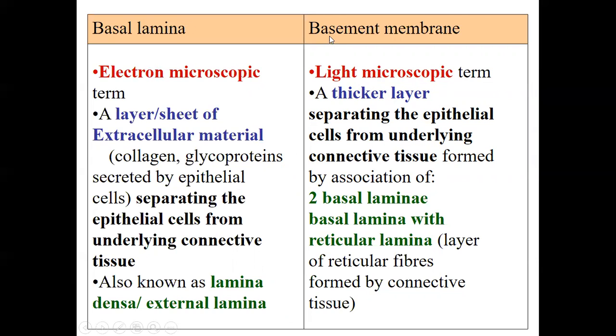The basement membrane is formed by the association or combination of two basal laminae. This means that two basal laminae are joined together with the reticular lamina, and later will form the basement membrane. The reticular lamina is actually a layer of reticular fibers formed by the connective tissue. That is the difference between the basement membrane and the basal lamina. The basement membrane is formed by two basal laminae with the reticular lamina.